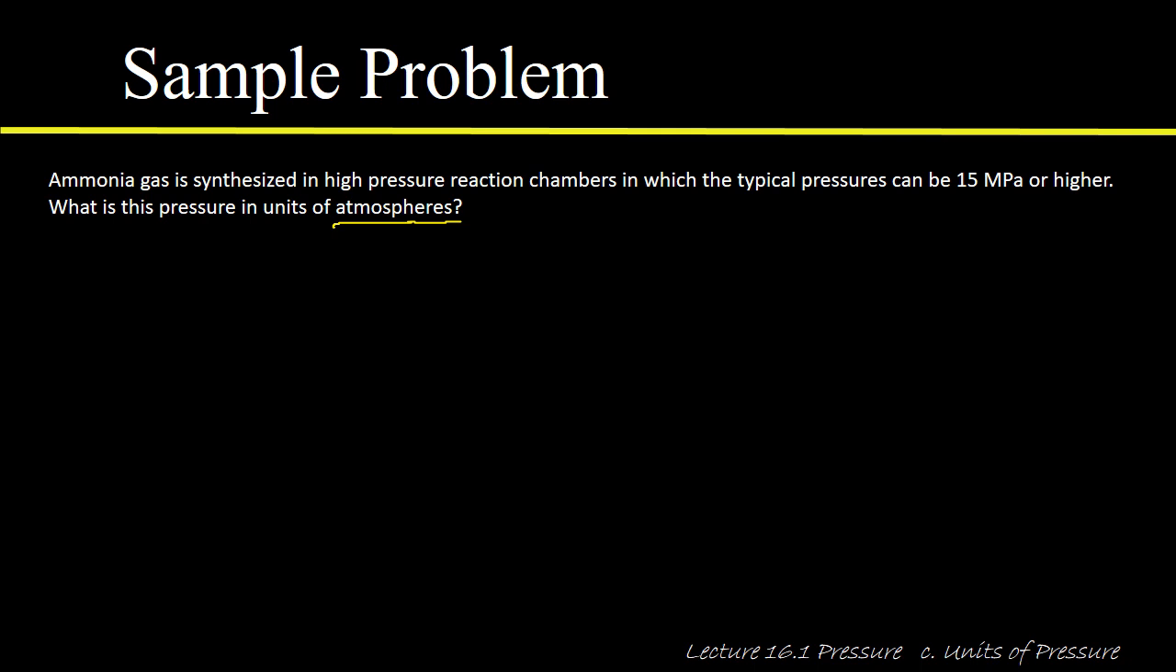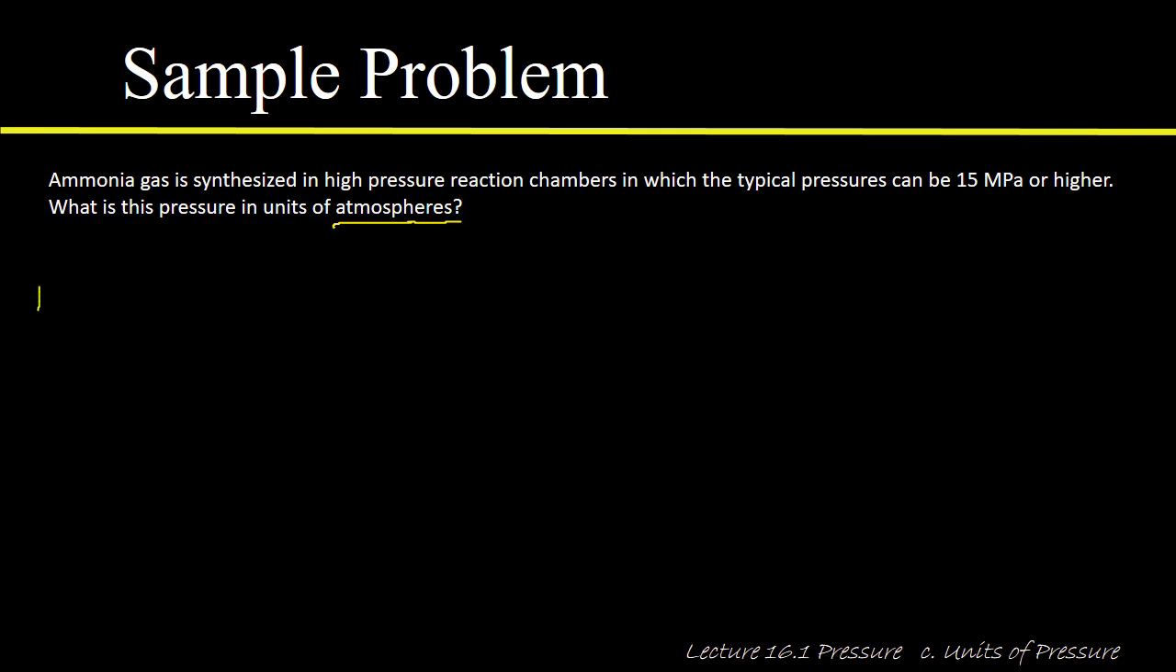Now, to do this conversion, we need to know some things about megapascals and atmospheres. We're going to do the calculation using dimensional analysis, and dimensional analysis is based on conversion factors. And conversion factors, in turn, are created from relationships. If we know the relationship between pascals and atmospheres, that relationship gives us a conversion factor. If we know the relationship between megapascals and pascals, that also gives us a conversion factor. So let's write down what we know.